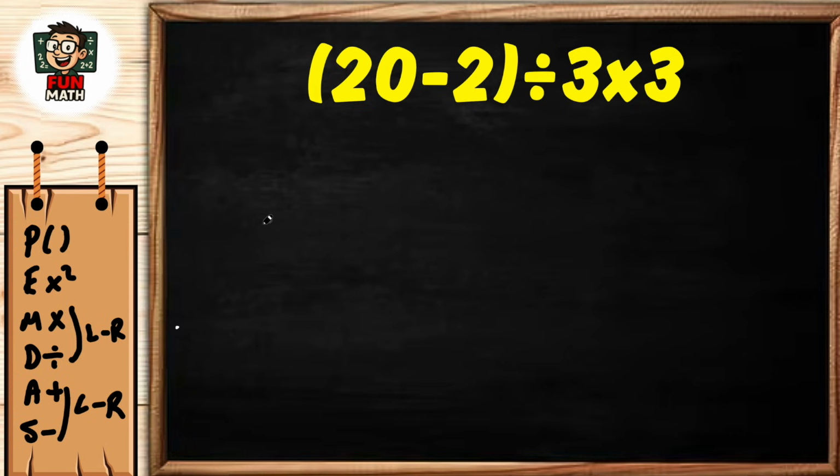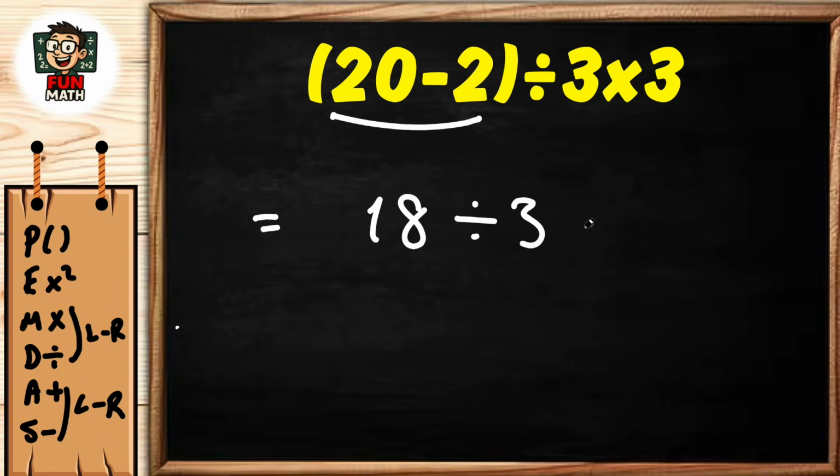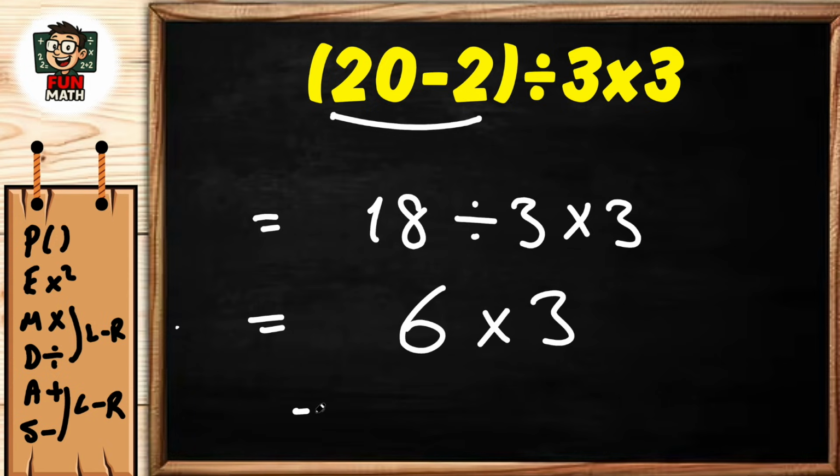First, we do the parentheses. 20 minus 2 equals 18. Now we have division and multiplication left. According to the rule, we work from left to right. Therefore, division is done. 18 divided by 3 equals 6. Last, we multiply. 6 times 3 equals 18.